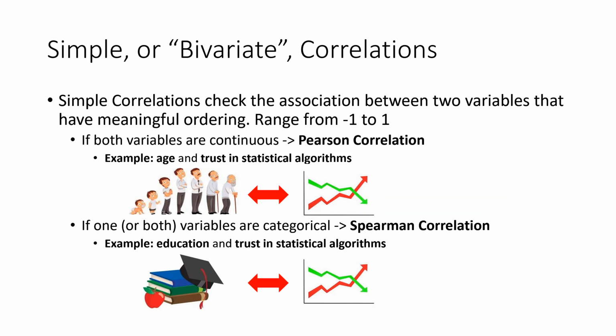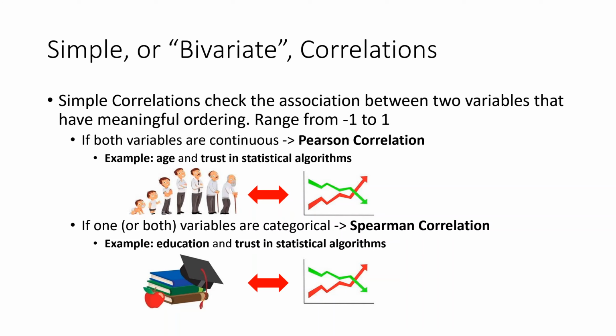So first we're going to talk about simple correlations, which check for the association between two variables that have meaningful ordering. Correlation ranges from -1 to 1, with -1 being a perfect negative correlation and 1 being a perfect positive correlation. If both variables are continuous, we would use the Pearson correlation. So an example might be age and trust in statistical algorithms. So do we think that as people get older, their trust in statistical algorithms changes?